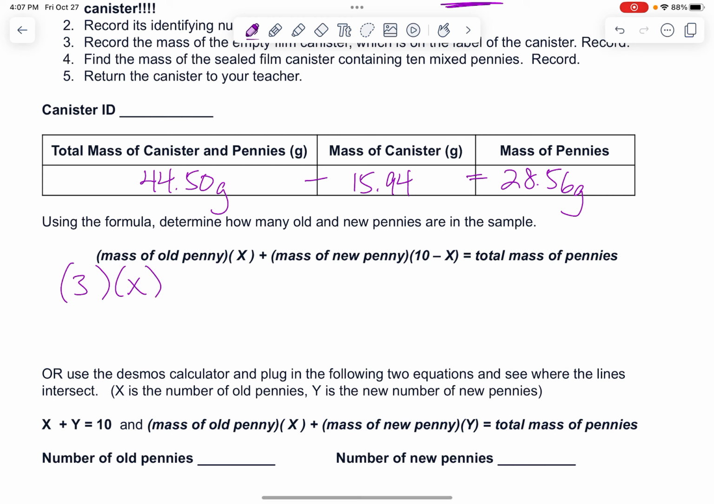And this is going to be X. X is going to represent the number of new pennies. The mass of a new penny is 2.5 grams, and this is going to be multiplied by 10 minus X, since we know there are 10 pennies. 10 minus X would give us the number of new pennies that we have. And the total mass of pennies is coming from up here, and that's going to be 28.56. So now what we need to do is go ahead and solve this.